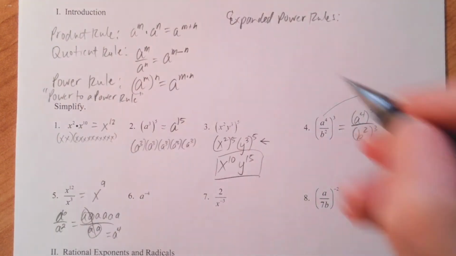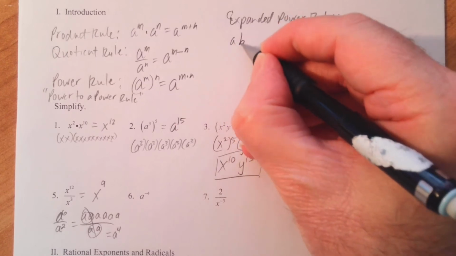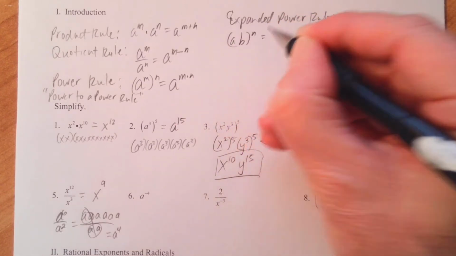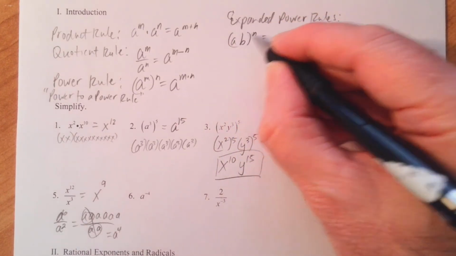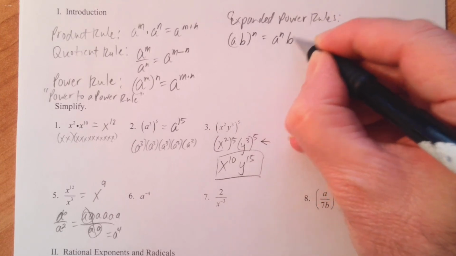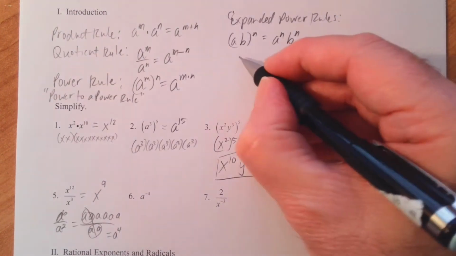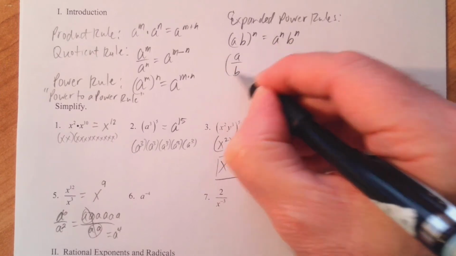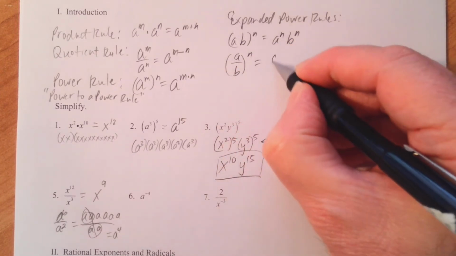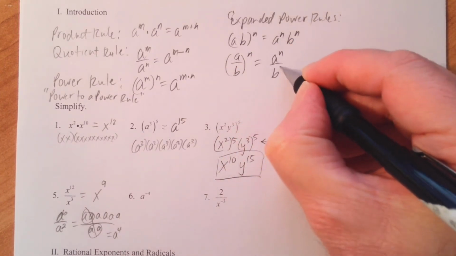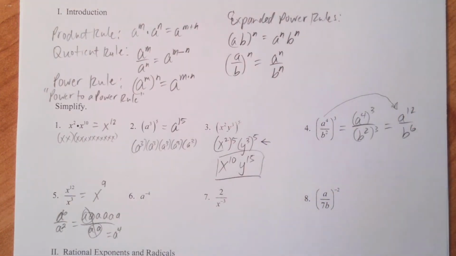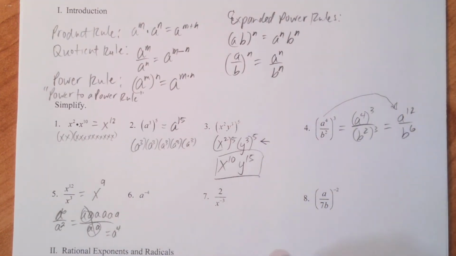The first one is if you have a times b to the n, then you take each of these to the n power, a and also b. And if you have a over b to the n power, that's a to the n power over b to the n power. So that's the basic idea of what we did on problems 3 and 4.